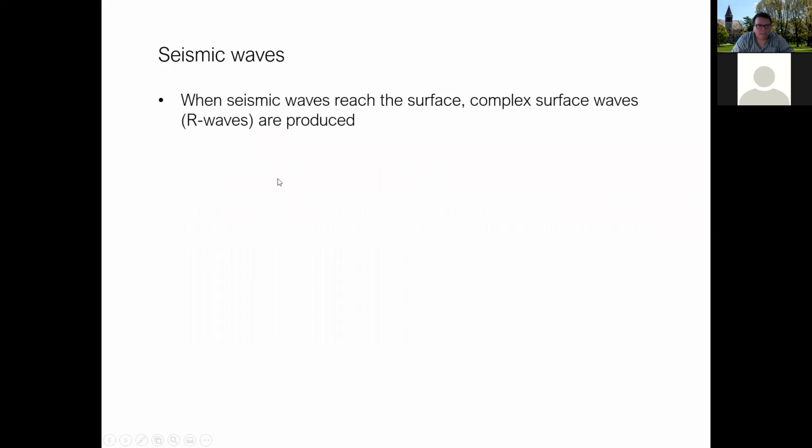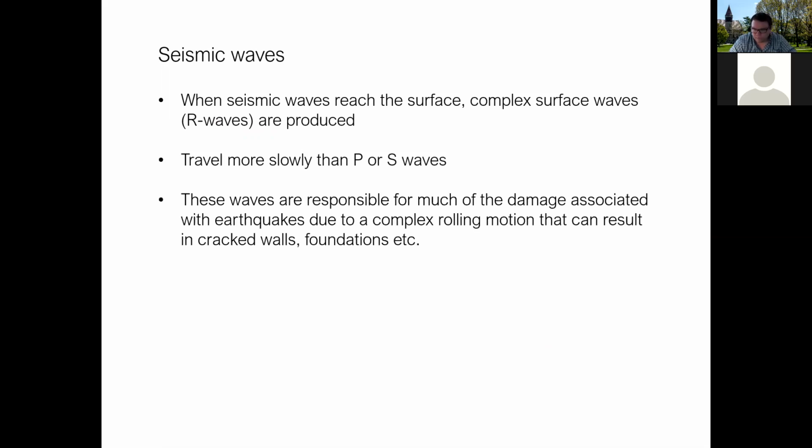The third and last type of waves, and this is where we'll end for the class today, are called R waves. Those are the seismic waves that reach the surface. They produce really complex surface waves, which can do most of the damage. They're slower than both P and S waves. And in reality, even though S waves can cause a lot of damage in and of themselves, these are the waves that are really responsible for most of the damage associated with earthquakes.